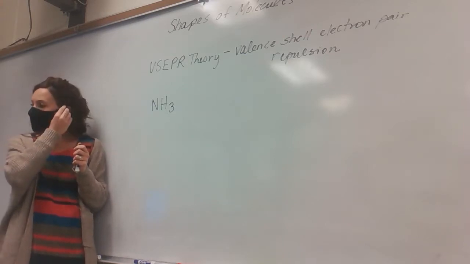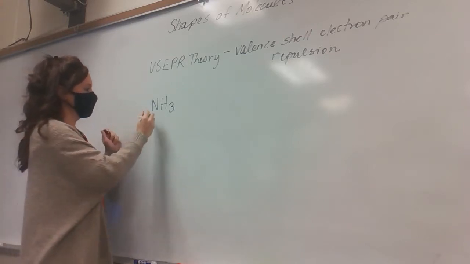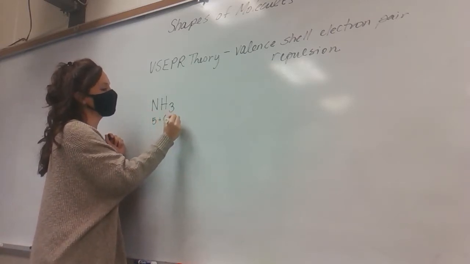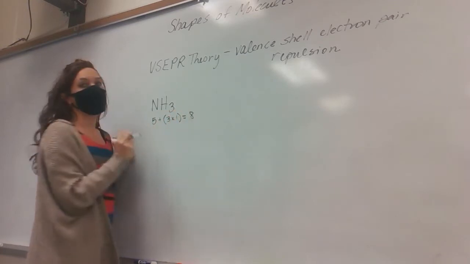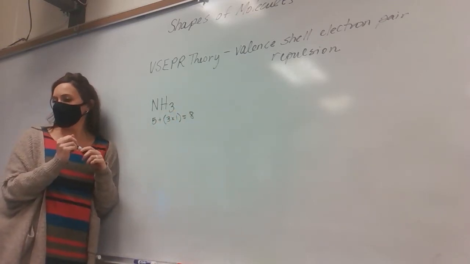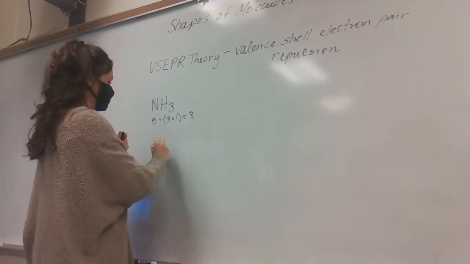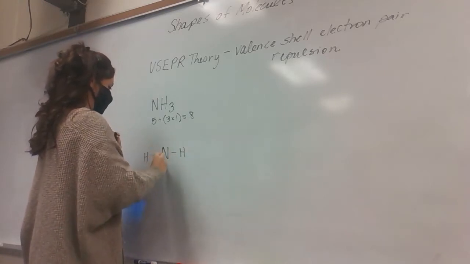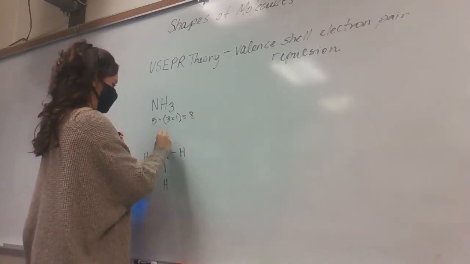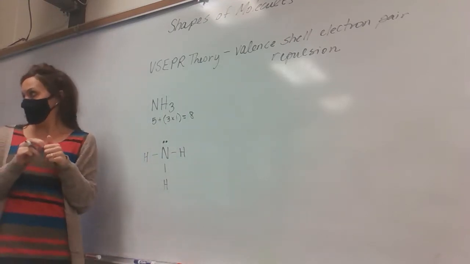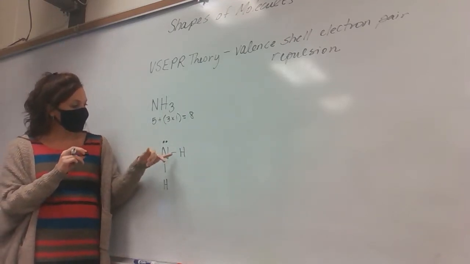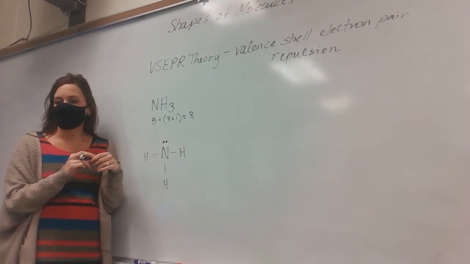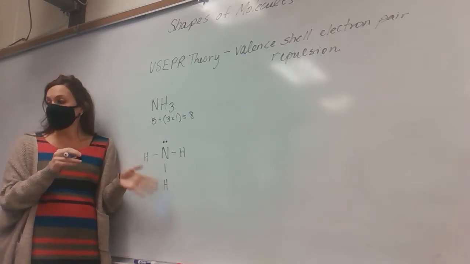If we draw a Lewis structure for NH3, 5 electrons from nitrogen, 3 hydrogens with 1 each, gives 8 total. Central atom is nitrogen. Hydrogen never goes in the middle. You would draw it like this. 2, 4, 6, 8 electrons. They all have a full octet. And this is a Lewis structure.